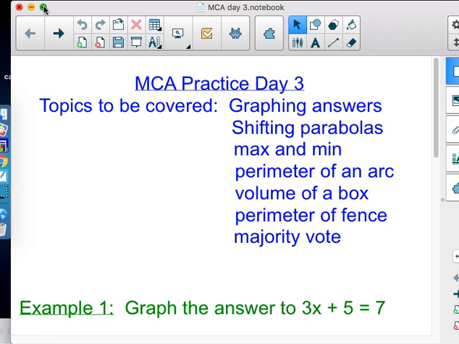Perimeter of an arc, that was geometry. Lots of people tend to forget that. Volume of a box, again geometry. Perimeter of a fence, again geometry. And then every year they stick a voting question on the math test. And we kind of turned that over to the social studies department and said, can you cover the different voting methods so students would know what they're doing mathematically? But we'll at least talk about majority vote.